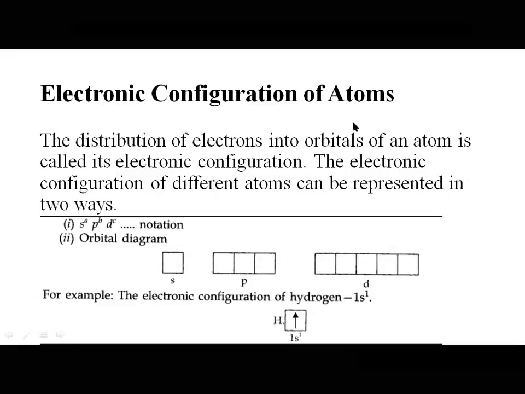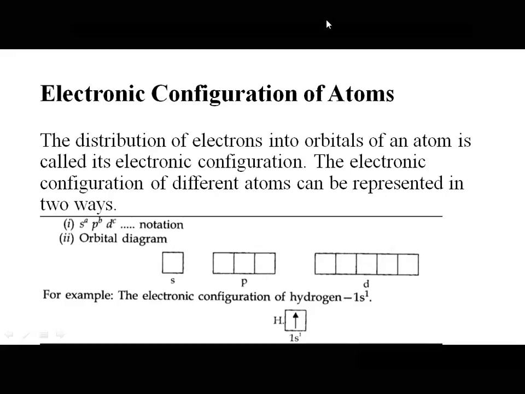So using this, we write the electronic configuration of the atom. What is electronic configuration? Distribution of the electrons into the orbitals of an atom is called its electronic configuration. And it is written in two ways: s raised to a, p raised to b, d raised to c, that means s, p, d represent the orbitals and a, b, c represent the number of electrons. Or you can use the orbital diagram.